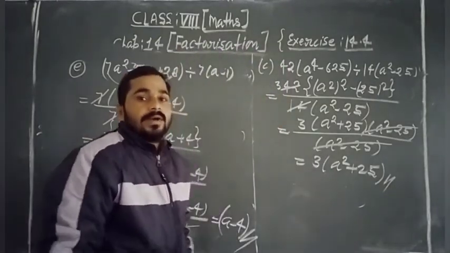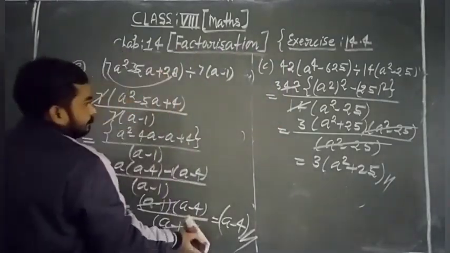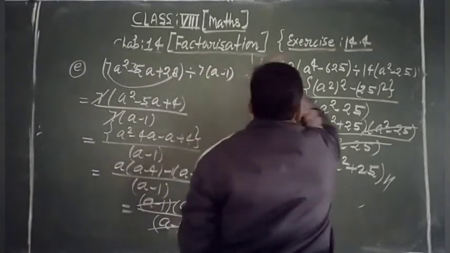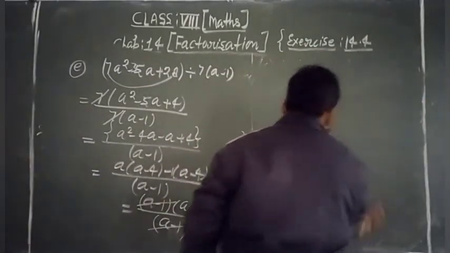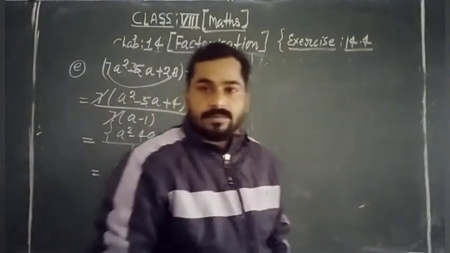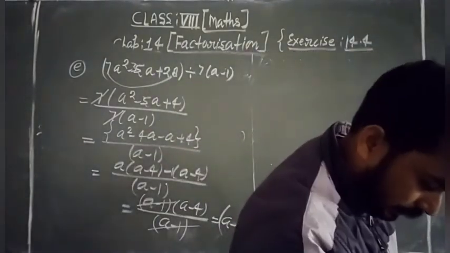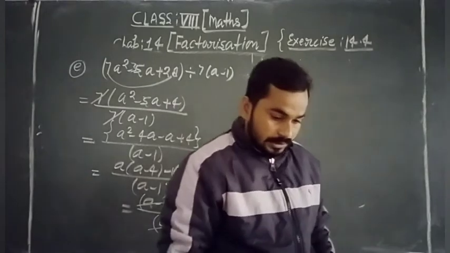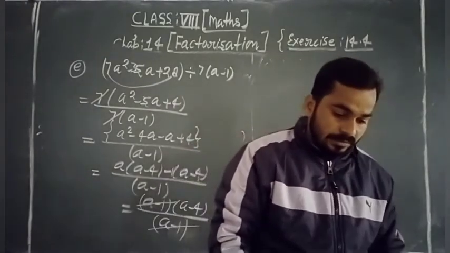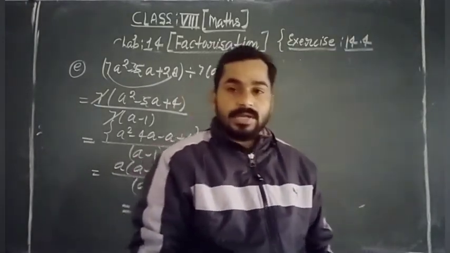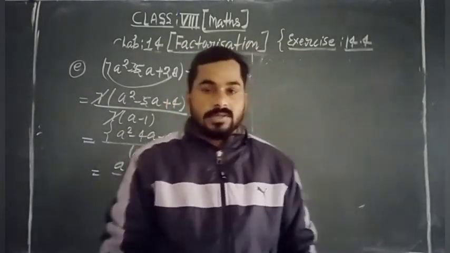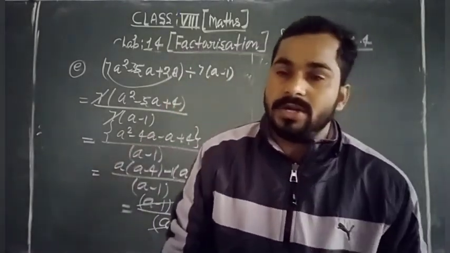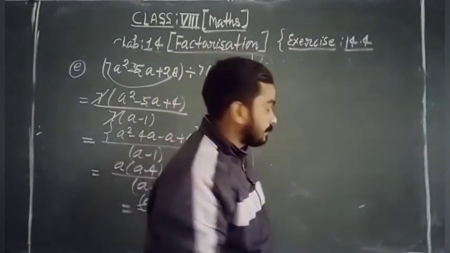Now question number 5. Area of rectangle is given. If its breadth is x plus 3, find the length. So when the area is given and breadth is given, if we find the length, so length equals area upon breadth.